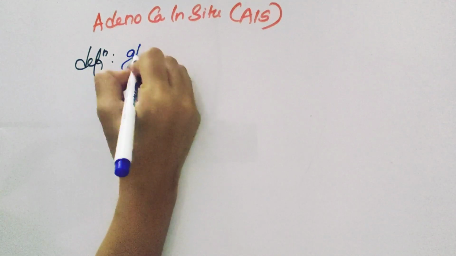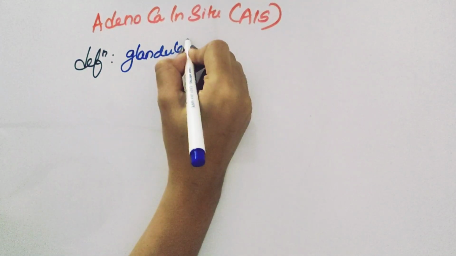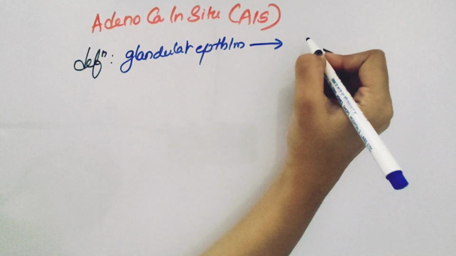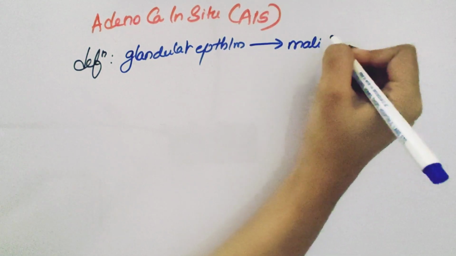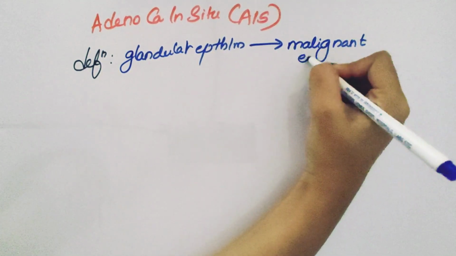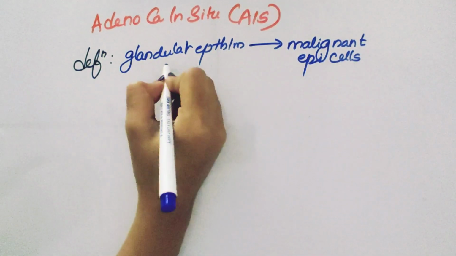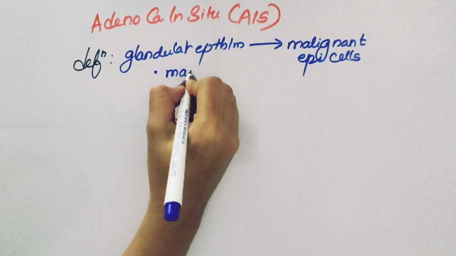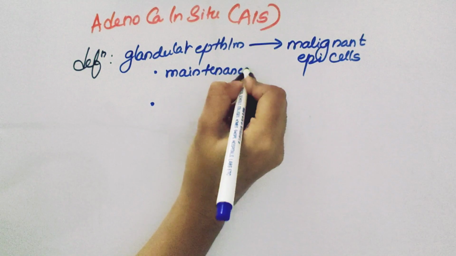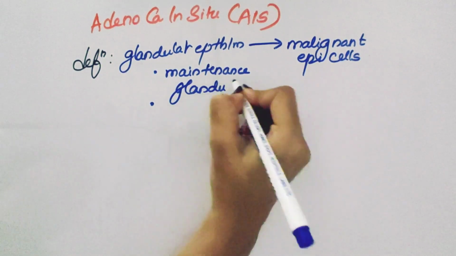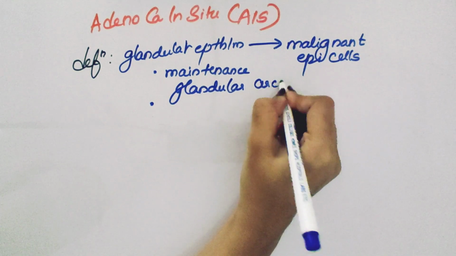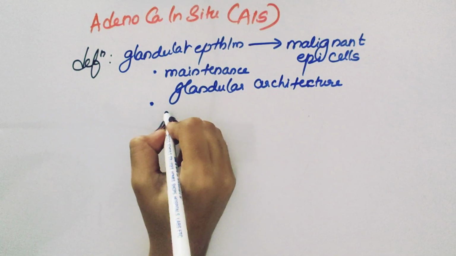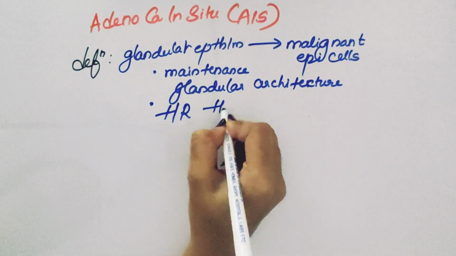Adenocarcinoma in situ: mainly the glandular epithelium of the endocervix is substituted by malignant epithelial cells. And then two points you have to put are the maintenance of the glandular architecture. So why you have to tell the maintenance of the architecture? Because this is an in situ lesion. And then it is associated with high risk HPV.